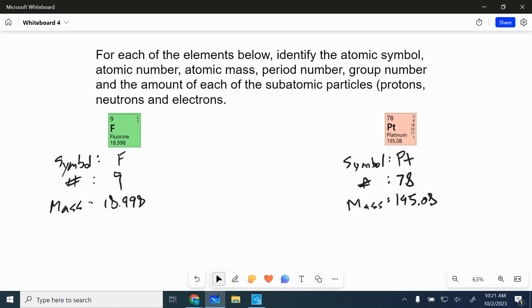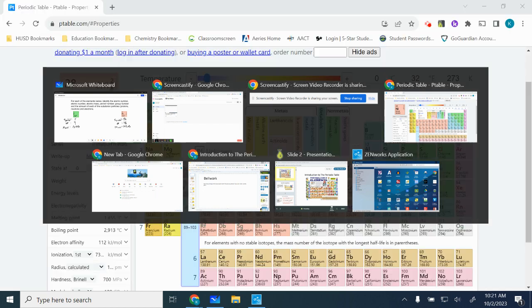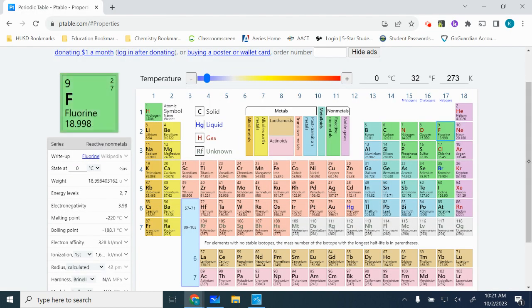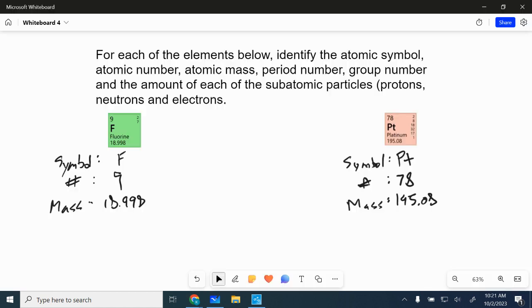Let's see, period number. So if we look at the periodic table right here, fluorine, if we go straight across, is in the second period, period 2. And platinum, if you go straight across, is in period 6. So the period is just what row is it in. So fluorine is period 2. Platinum is in period 6.